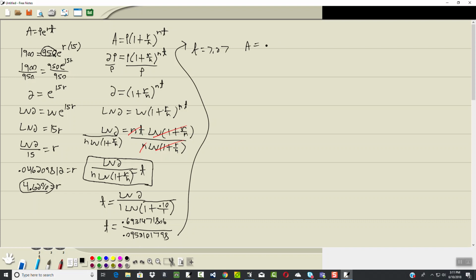Now for compounded continuously, our Pert formula. Same idea, put 2P in for the A, and I got 2P is equal to P e to the rt. Divide both sides by P, and you get 2 is equal to e to the rt power. Take natural log of both sides, so natural log of 2 is equal to natural log of e to the rt. Natural log and e cancel, and that gives us rt. And then divide both sides by r, and you get natural log of 2 divided by r is equal to t.